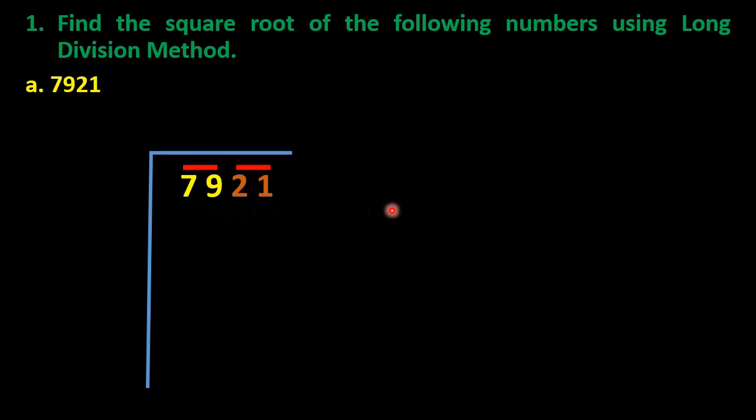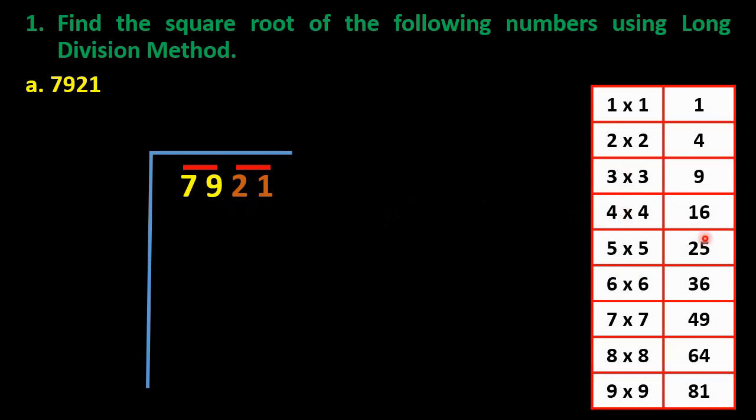So in the rough copy, we multiply numbers starting from 1. 1 into 1 is 1 only. 2 into 2, 4. 3 into 3, 9. 9 is very less than 79, so we keep on multiplying like this. 5 into 5, 25, which is still less than 79. Then 7 into 7, 49, still less than 79. 8 into 8, 64, still less than 79. And at last 9 into 9, 81. So 81 is more than 79. We have to take the number which is equal to 79 or less than 79.